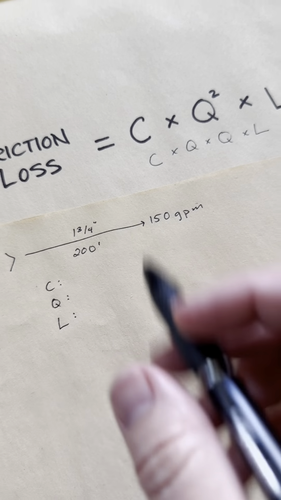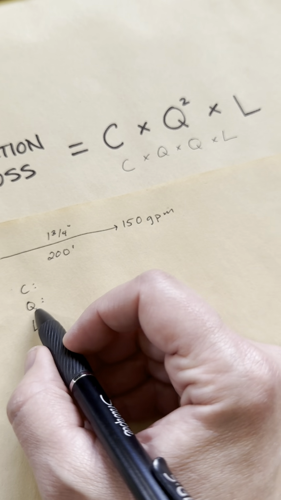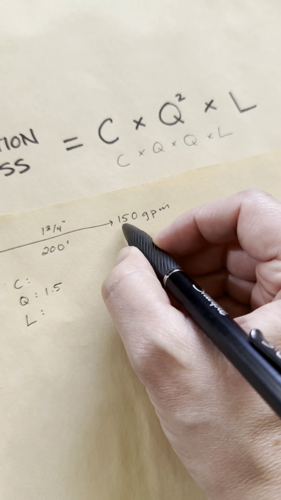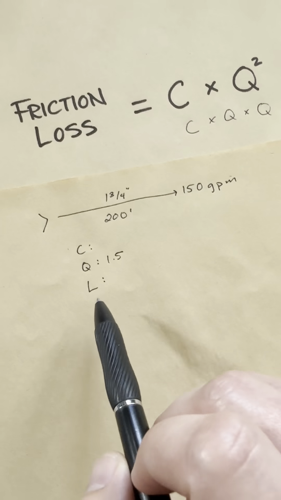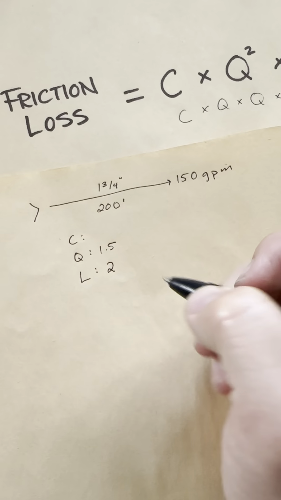And I like to write out what I know first. Anytime I'm working on a problem, I like to draw it out first. My GPM is 150, which is Q of 1.5, because Q is in hundreds, so we just divide by 100. So we know the length is 200, that's our L. We just need to divide it by 100. L is 2. And now C.